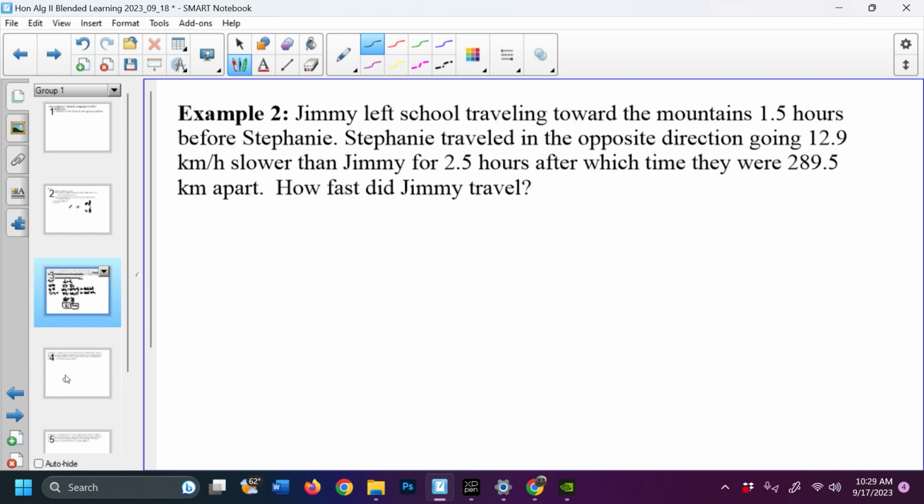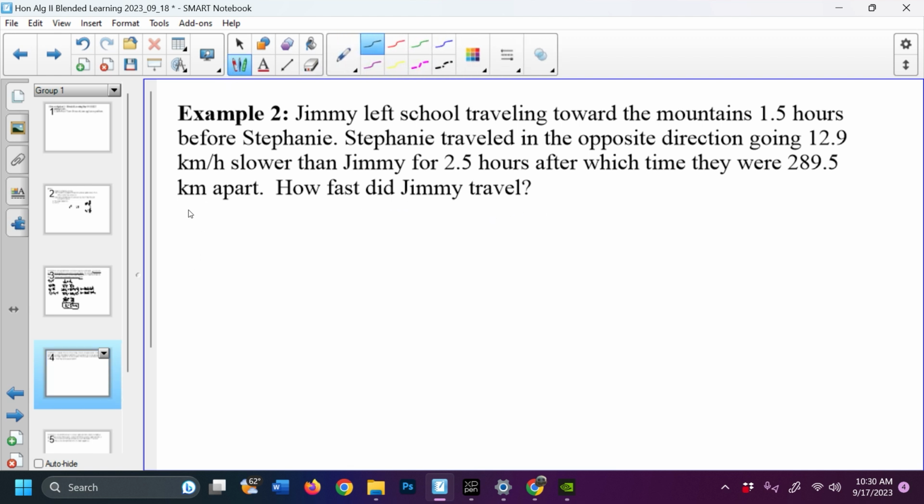All right, next example. Example number 2. Jimmy left school traveling towards the mountains 1.5 hours before Stephanie. Stephanie traveled in the opposite direction, going 12.9 kilometers per hour slower than Jimmy for 2.5 hours, after which they were 289.5 kilometers apart. How fast did Jimmy travel?